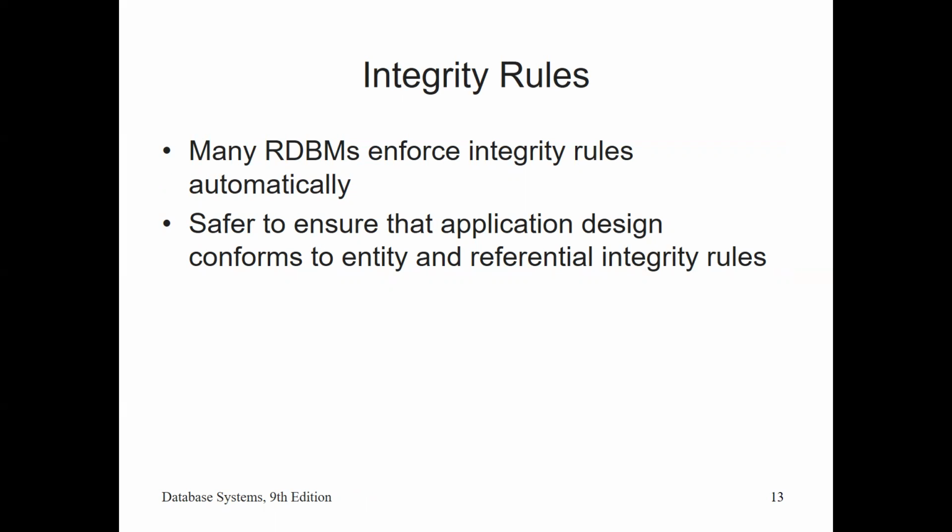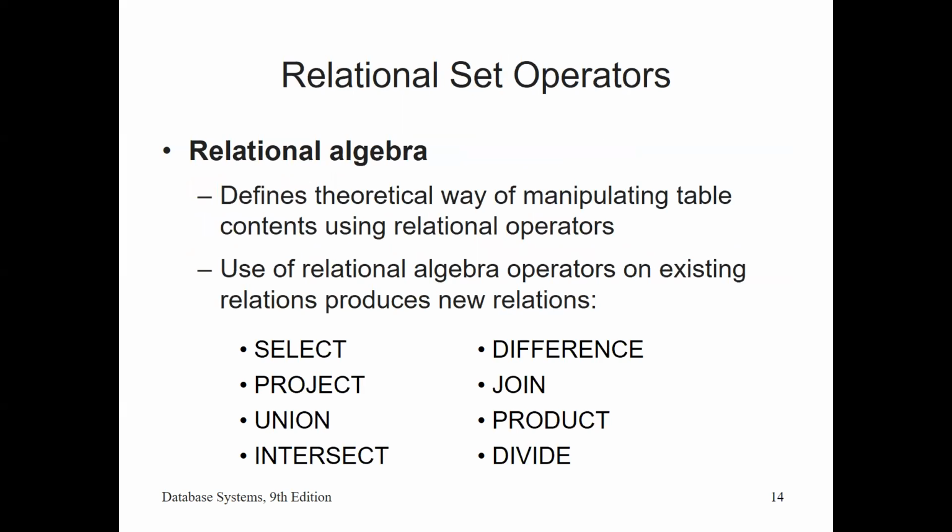Integrity rules. Many relational database models enforce integrity rules automatically, separate to ensure that application design conforms to entity and referential integrity rules. Referential integrity refers to the relationship between tables. Referential integrity is a property of data stating that all its references are valid. Referential integrity refers to the accuracy and consistency of data within a relationship.